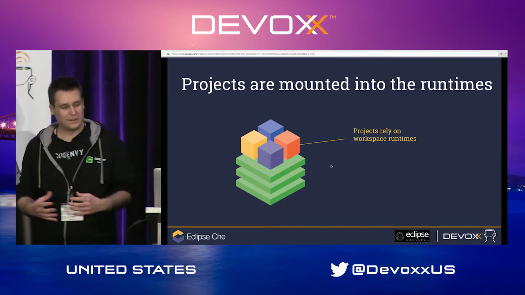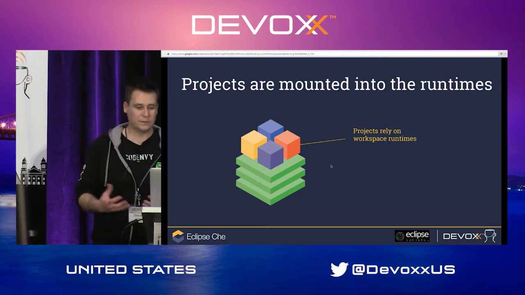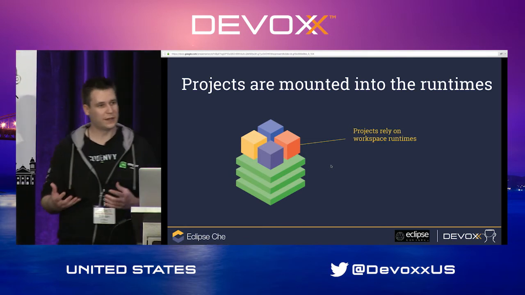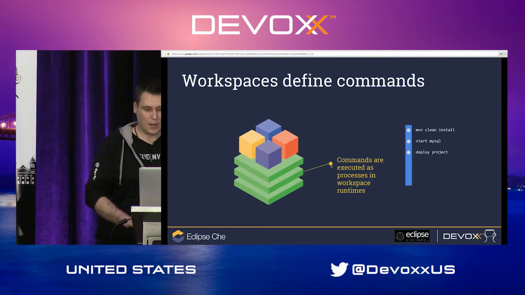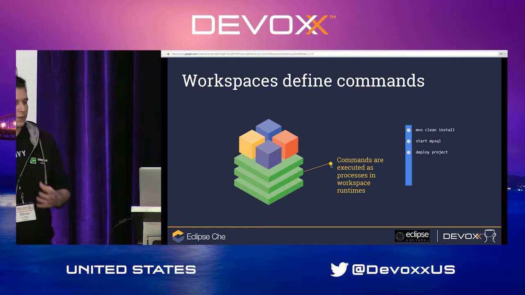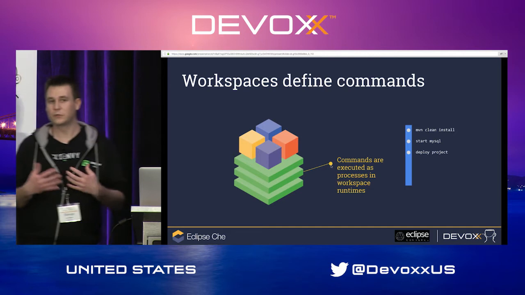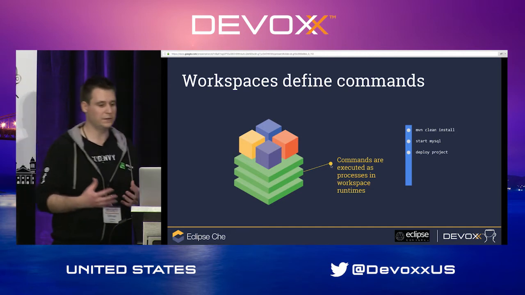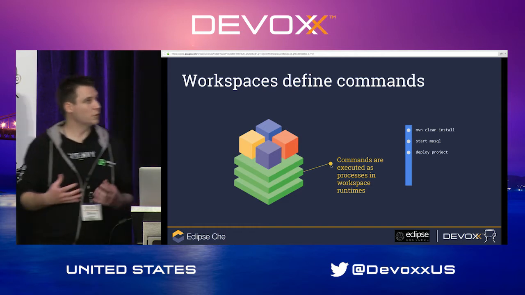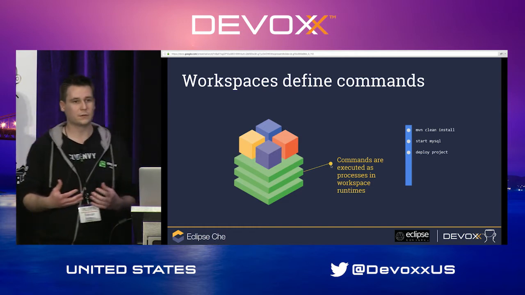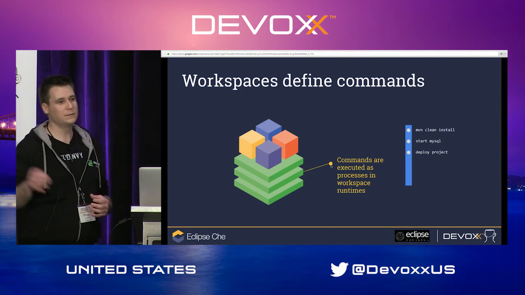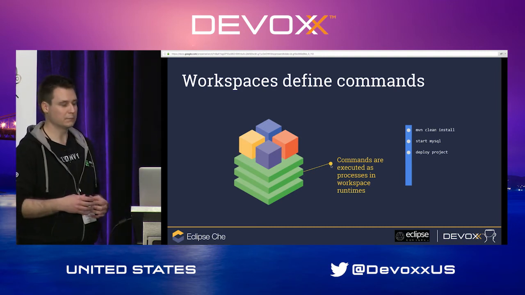So the projects, they are directly mounted into the workspace runtime. They rely on the Docker containers that you define for the workspace. And inside of the workspace, you will define a set of commands, and the commands, they are scripts that are executed as processes inside of the workspace runtime. So if you want a command to build your project, you will define an MVN clean install, for example, and it will be injected inside of the Workspace runtime directly.